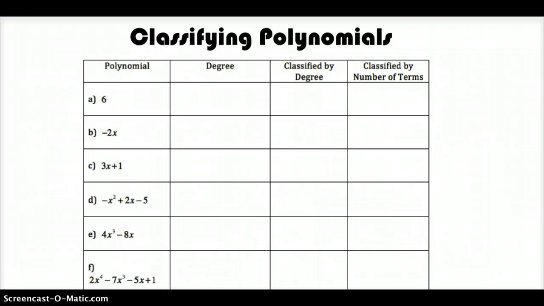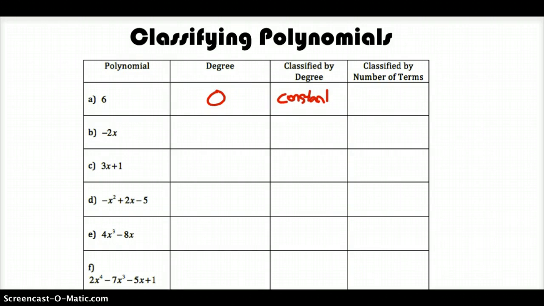So looking at the polynomial, we have to look at what's our degree. Again, what's the highest exponent? We want to classify it by degree, and then finally we want to classify it by the number of terms. Well, if we look at the first one, this number 6 here, there's really no exponent. Maybe it's to the 0 power, so our degree is actually 0. When we classify this by degree, we're just going to call this a constant term.